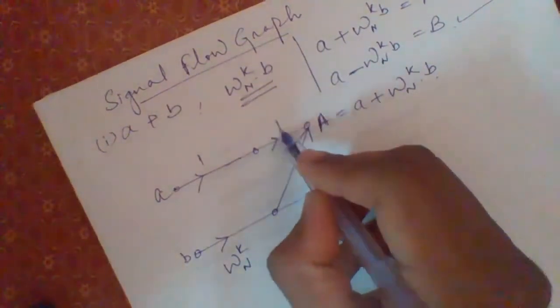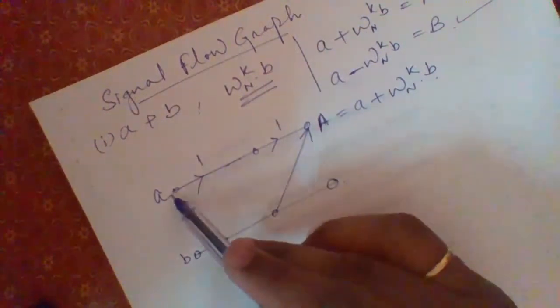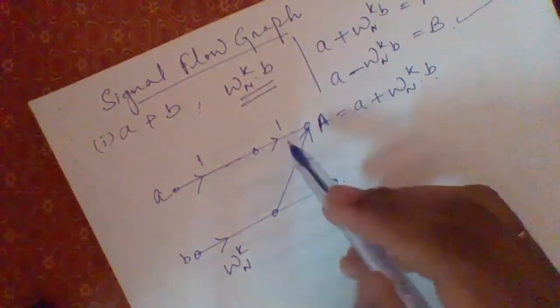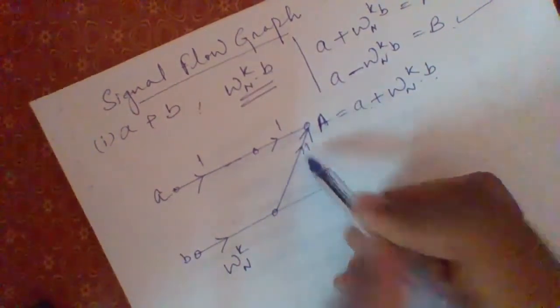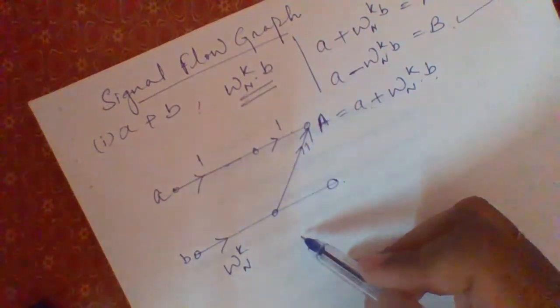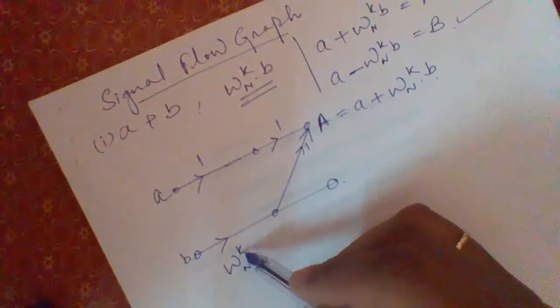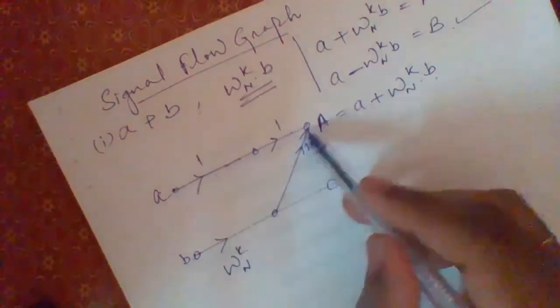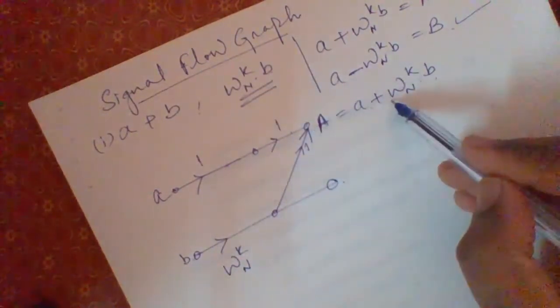And here this is multiplied by 1. Therefore if you compute this, A into 1 into 1 is A. Then plus, why is it plus? Because here the branch gain is plus 1. So B into W raised to Kn into 1 is W raised to K into B. So these two branches will be added to get A.